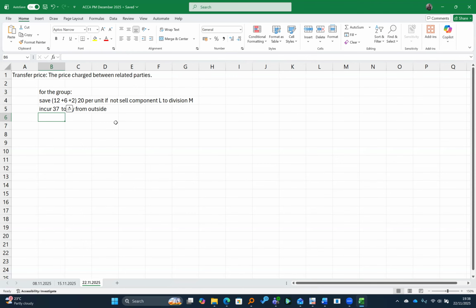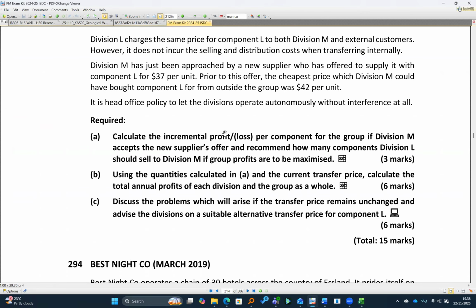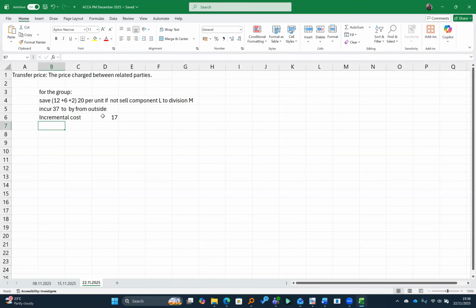Therefore, the incremental cost here is just 37 minus 20, which is 17. That's the incremental cost for the group. Remember, we are referring to the whole company now, the whole group. So now that is the incremental cost. And the question asked us to calculate incremental cost, profit or loss. So now this is the incremental cost.